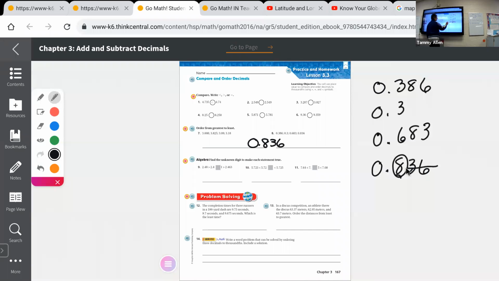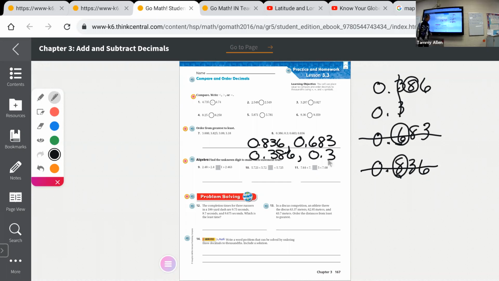So we're done with that. Our 6 now is the largest with what we have left. So we're done with that one. We now have these 2 left. Our 3s are the same. 8 is greater than nothing. So it would be third in line. Leaving us with 3/10 as our last one, our smallest. Questions on that?